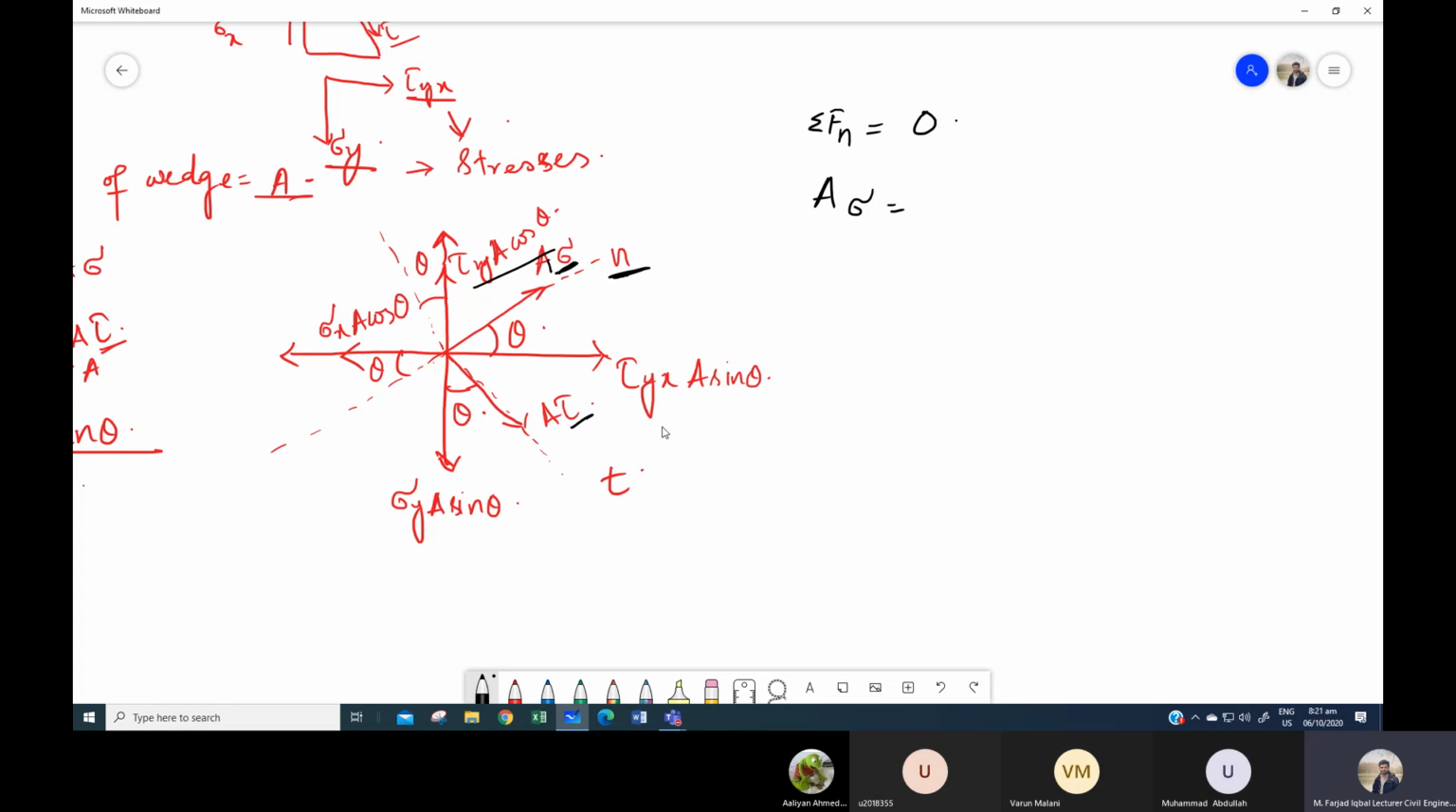For example, first let's start with this sigma x A cos theta. If I transform this on this n-axis, that would be this stress, right? And what will be this stress? Alian, can you tell me what is this particular component of sigma x A cos theta?